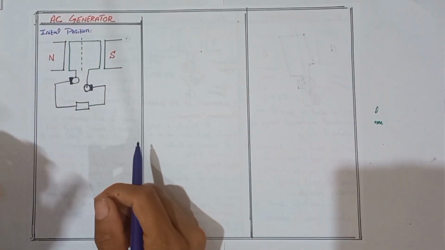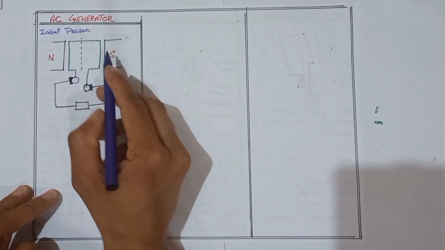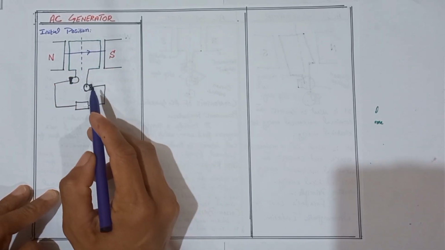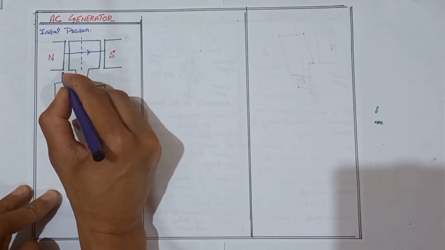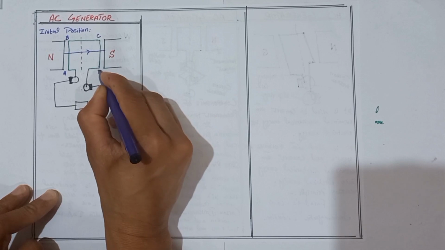Now we discuss how the coil in the AC generator works. Here we take the two magnets, and the direction of the magnetic field lines is from north to south. So here we take the coil and give names to its sides: this is the AB side, this is BC, this is the CD side.